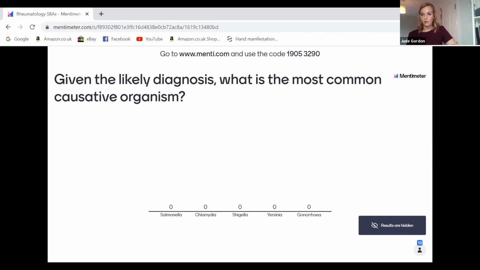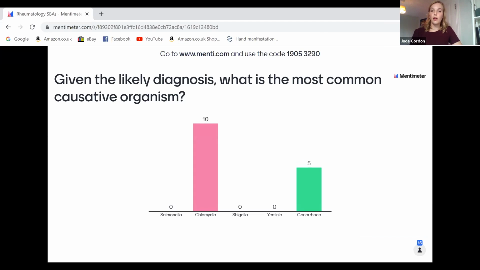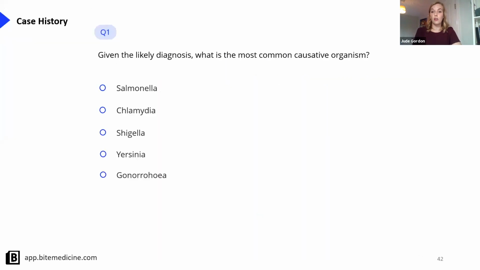Okay, perfect. So there's a split here between the two sexually transmitted infections of the options, chlamydia and gonorrhea. The commonest of the two is chlamydia, so the correct answer here is chlamydia, but gonorrhea is also a common cause. All of the organisms here are causes of reactive arthritis, which is the diagnosis that the case is pointing to, but the commonest is chlamydia.